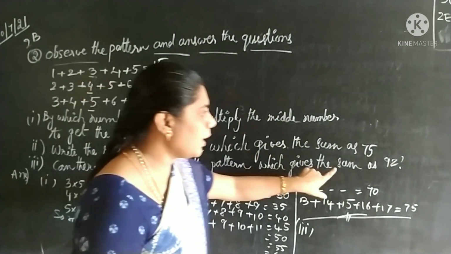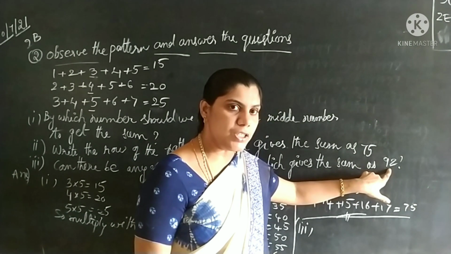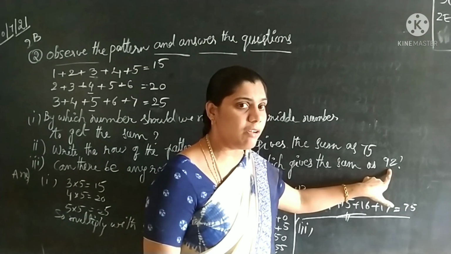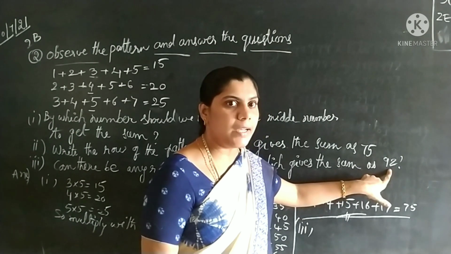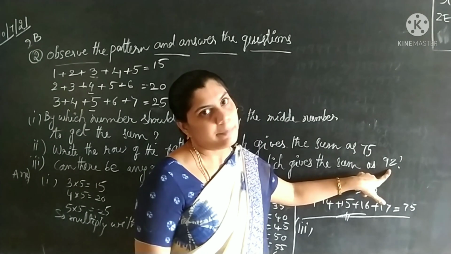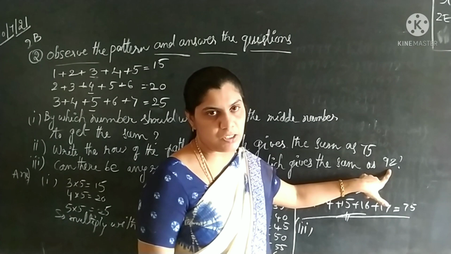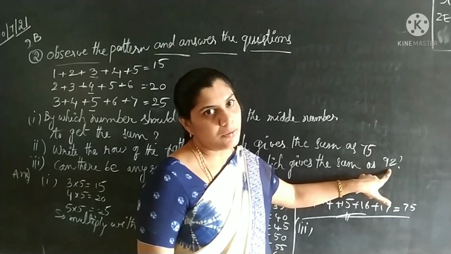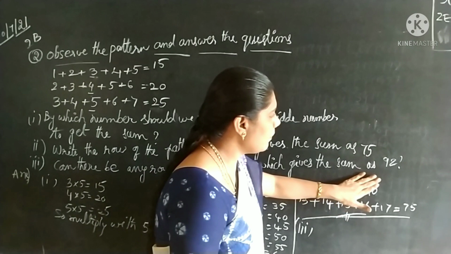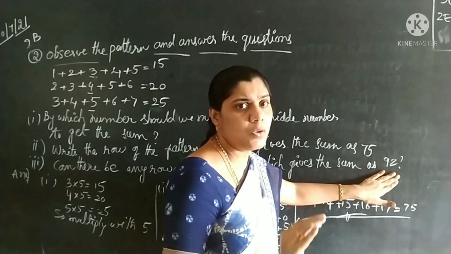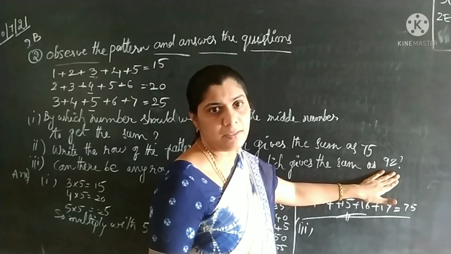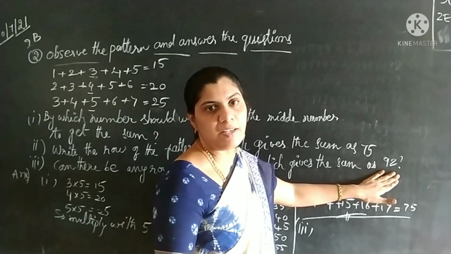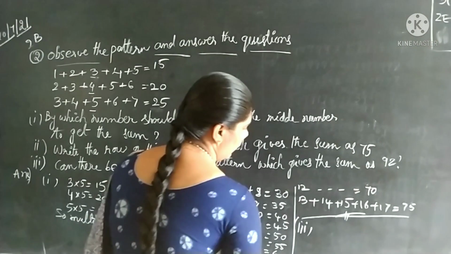So the sum here also, the sum must be 92 they have given, means this must be a multiple of 5. But in the 5 multiples there is no 92. Right? 90 is there, 95 is there. But 92 is not there in the 5 table. Right? So it's not possible. That row you can't find out here.